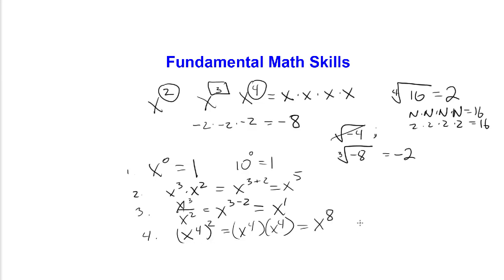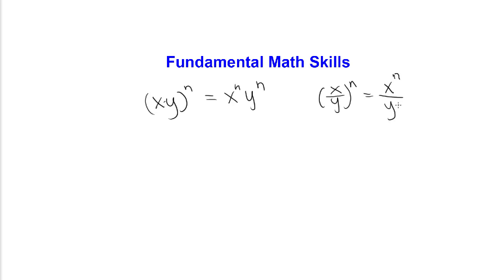Well, yeah, I could have gotten there the same way from this rule, my power rule, which simply says multiply the exponents. X to the 4 times 2 is x to the 8th power. And that's my power to a power rule. It's how I deal with situations where I see a power to a power.